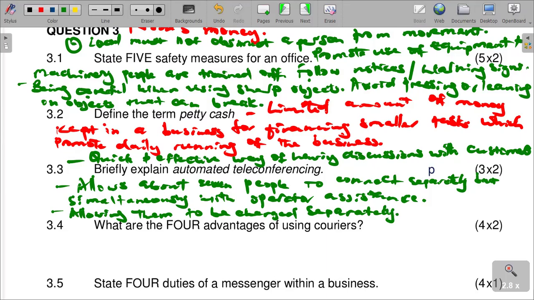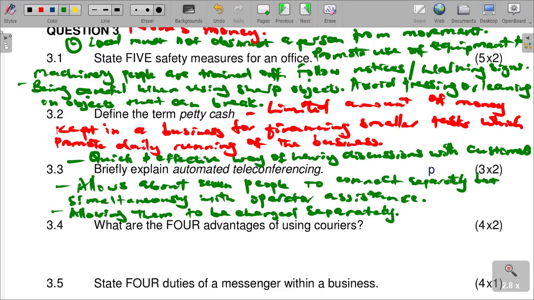Allowing them to be charged separately. That is what we mean by automated teleconferencing, a very quick and effective way of having discussions and meetings with customers, with suppliers, with staff members, which allows about 7 people to connect simultaneously without the need of an operator's assistance. And this does not affect the billing system. Each participant is billed separately. So that is what you mean by teleconferencing.